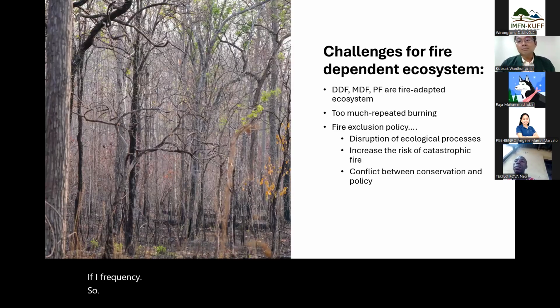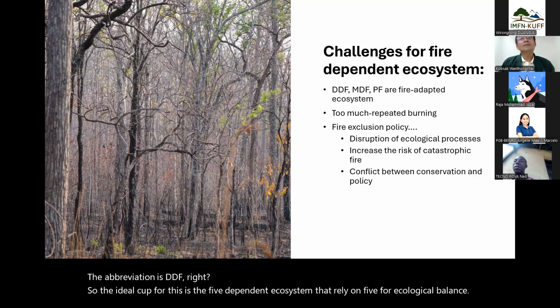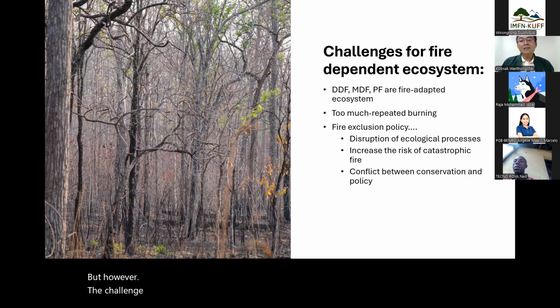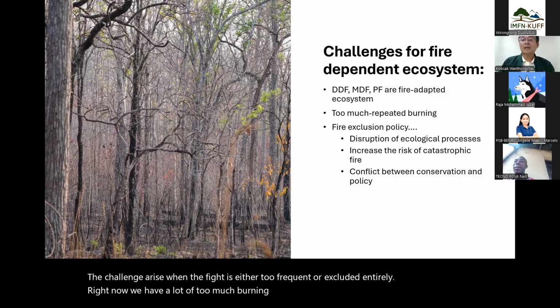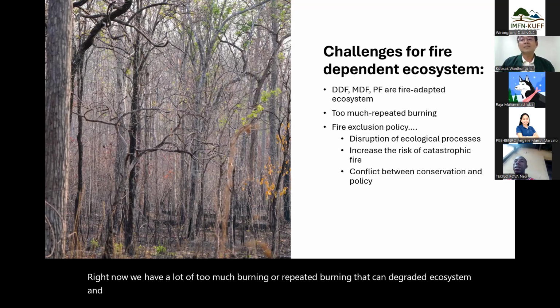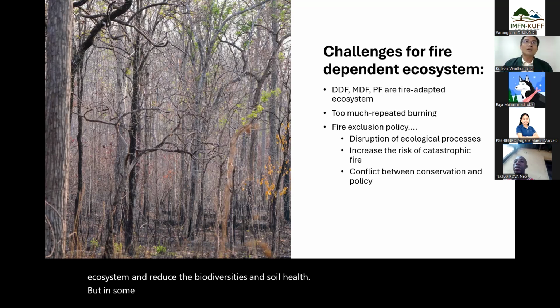So here are some photos from Thailand. We call it dry dipterocarp forest or deciduous dipterocarp forest. The abbreviation is DDF, right? The dry dipterocarp forest is a fire-dependent ecosystem that relies on fire for ecological balance. However, the challenge arises when the fire is either too frequent or excluded entirely. Right now, we have too much burning or repeated burning that can degrade the ecosystem and reduce biodiversity and soil health. But in some places, there is total fire exclusion. There is too much burning versus too much fire exclusion.